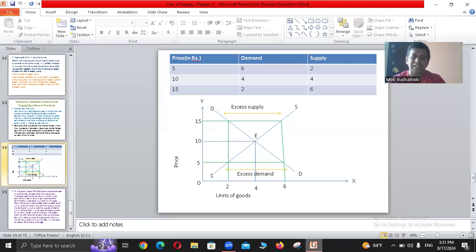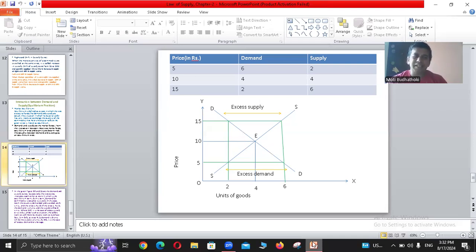And when the price is higher, from 5 to 10, at that time the demand and supply are both the same at 4 units. Where the price is rupees 10, the demand and supply are both equal in quantity, that is 4 units of goods, which is shown in this figure by point E. Point E is the equilibrium point, where the price is determined at rupees 10 per unit and the quantity at 4 units.